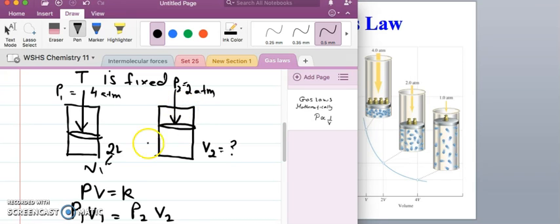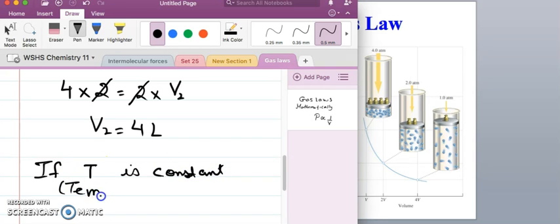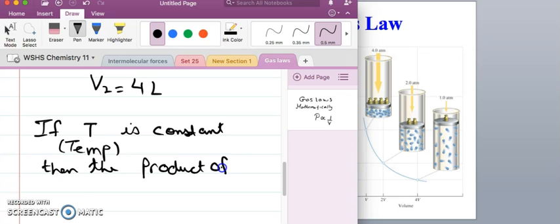So Boyle's law tells us that if the temperature is constant, then the product of pressure and volume will be constant.